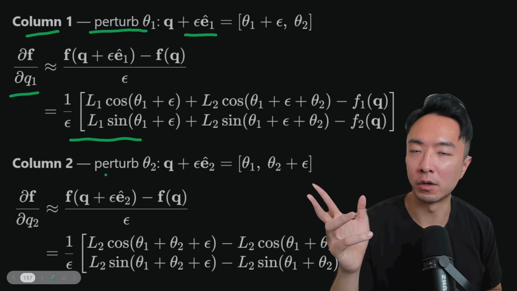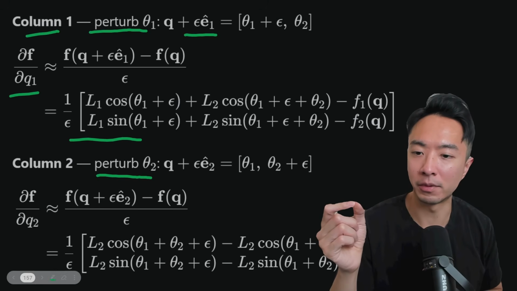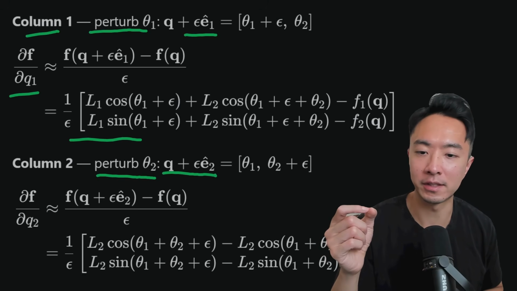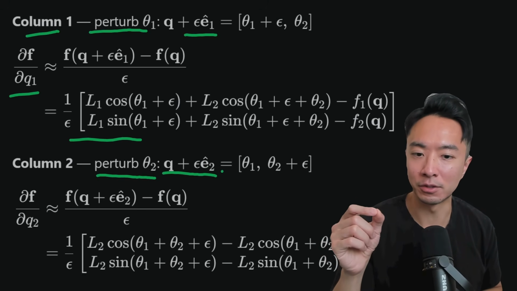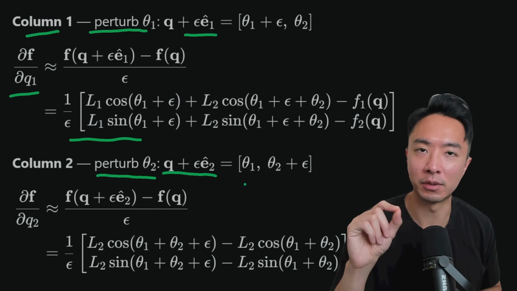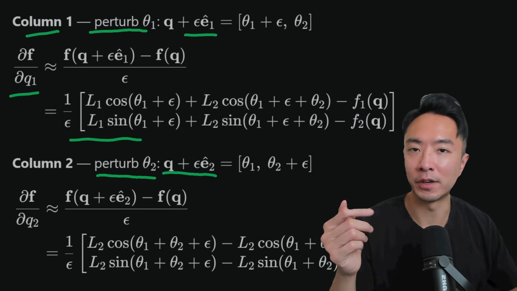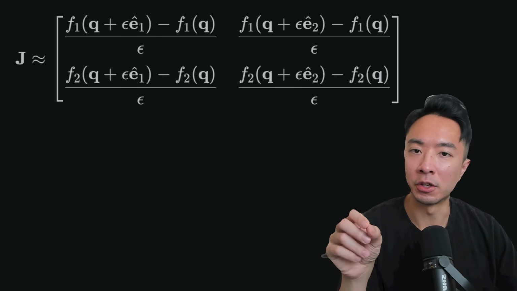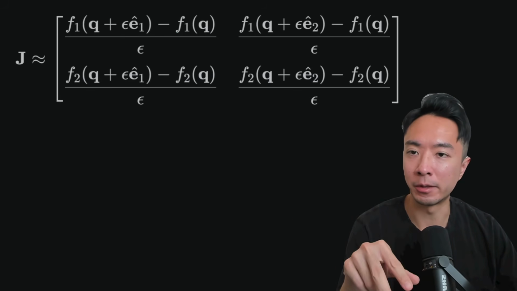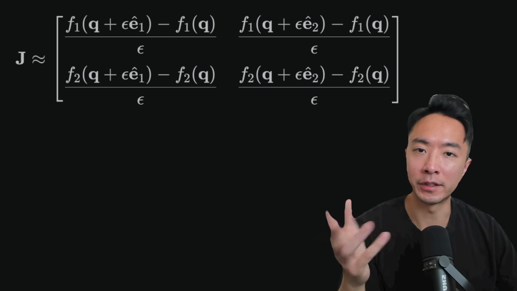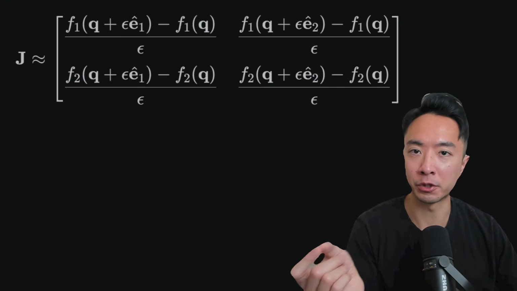And same thing for column 2, we're going to perturb theta 2, so q plus epsilon e hat 2. So you're adding some amount to theta 2 now. And again, you plug it in, and this is going to be our final equation. Now you can see we could take our 2 previous results of our 2 columns, put it in matrix form, and finally we have our numerical Jacobian matrix.